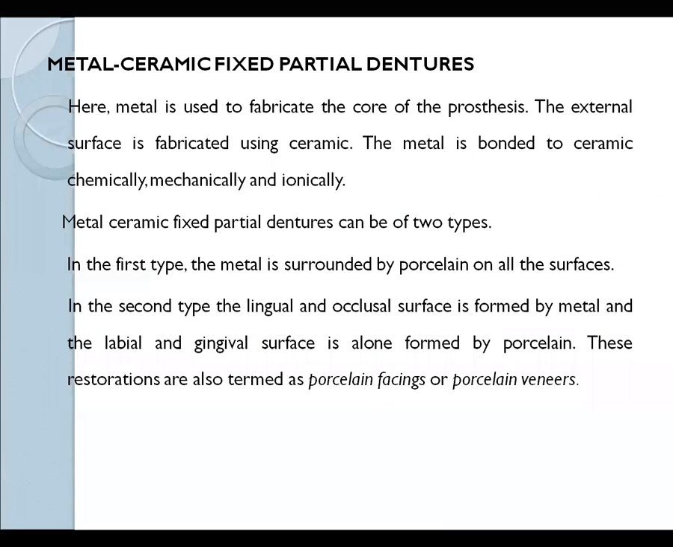Now coming to the next part, that is the metal ceramic fixed partial denture. This type also depends on the material which is going to be used in the fixed partial denture. Here the material used is metal and ceramic. Both are used in combination. That is the metal ceramic fixed partial denture. Metal is used to fabricate the core of the prosthesis. The external surface is fabricated using ceramic.